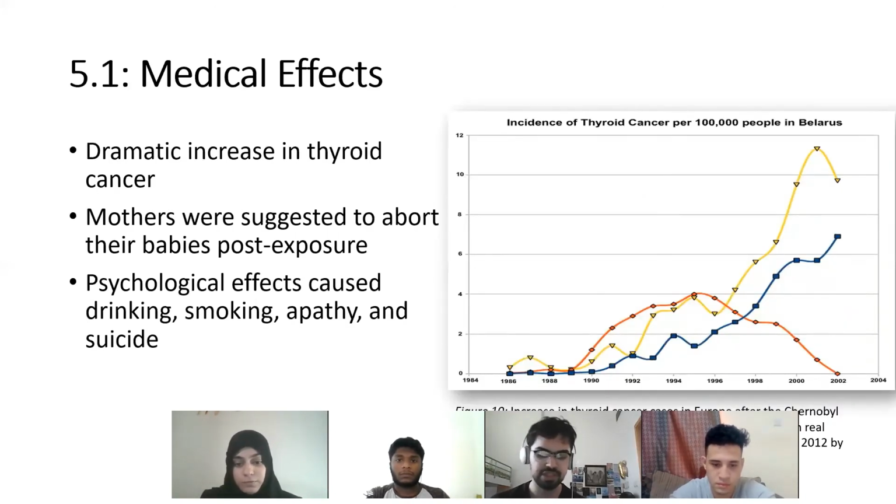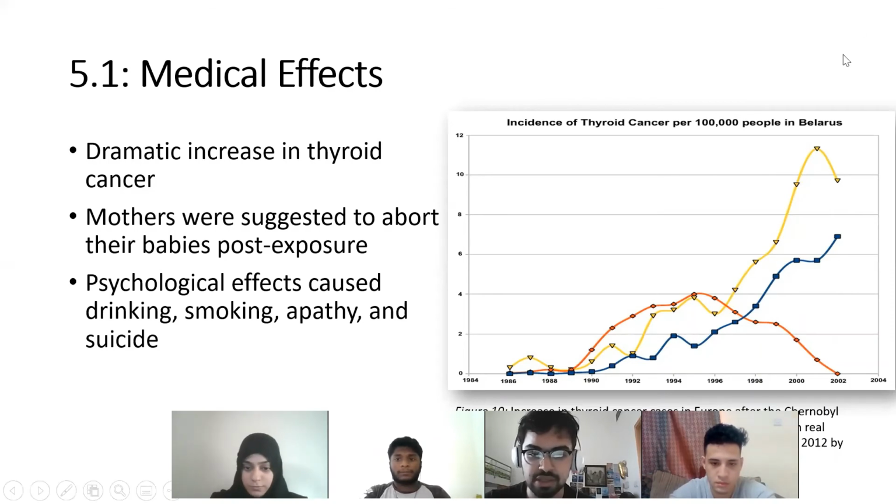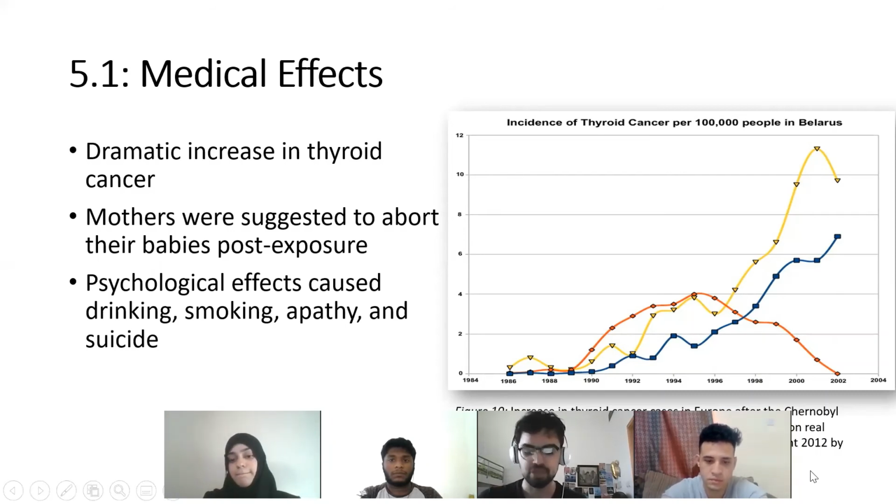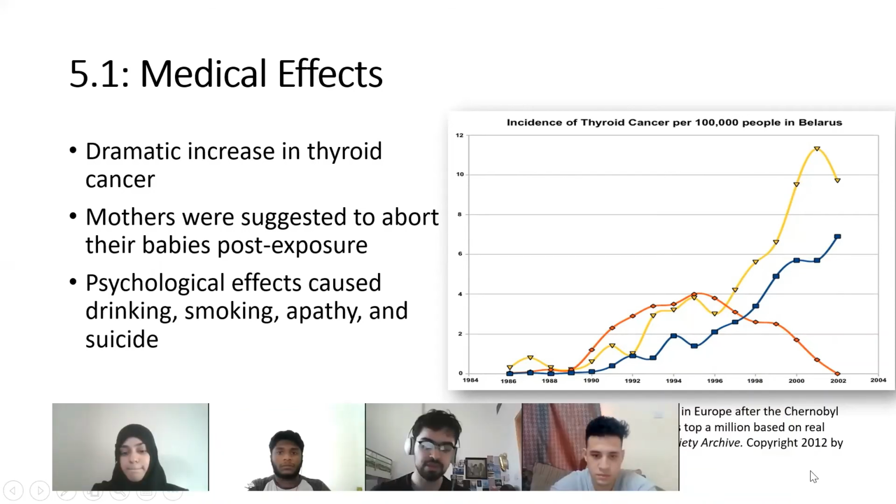High levels of radiation in the atmosphere cause a dramatic increase in thyroid cancer. As can be seen from this graph, there's an exponential and sharp rise in the cases of thyroid cancer in the year 1998 and forward, and that is formally linked to the radiation effects of Chernobyl by the World Health Organization. Mothers within the USSR, neighboring countries, and part of Europe were advised by doctors to abort their babies in fear of giving birth to children with disabilities or mutations.